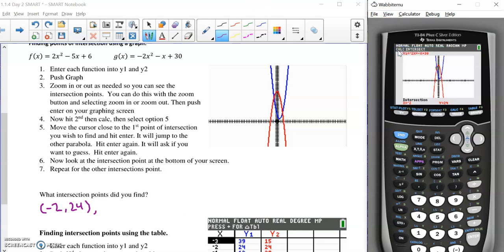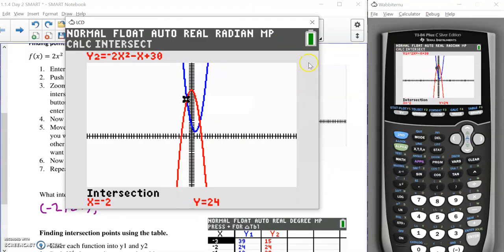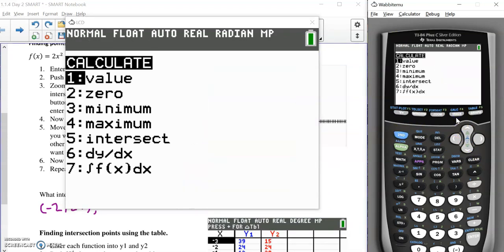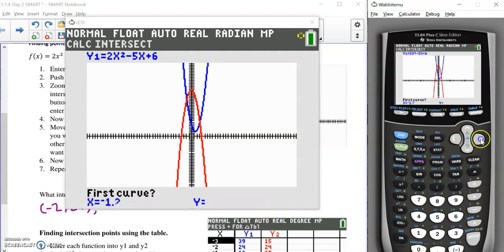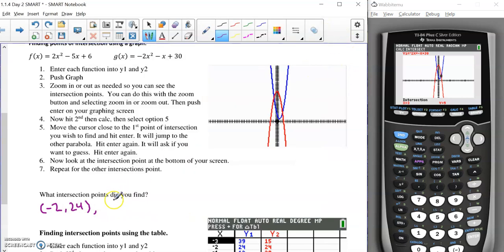Let's pull this back up. Okay, so now we can go back to that menu, so second, trace, hit intersect again, and this time we're going to move our cursor to be closer to the other intersection, so our calculator knows that we're looking for this one. Press enter. This one is close enough to where we want it to be, so we'll press enter again. And press enter again. We find that our intersection is at 3, 9. So on my points here, I will write 3, 9.